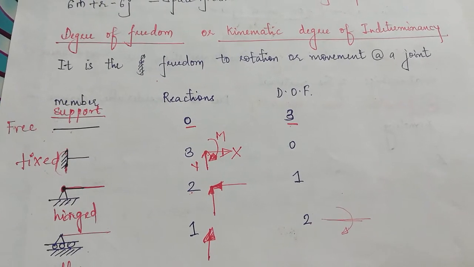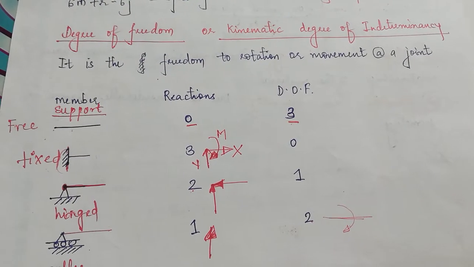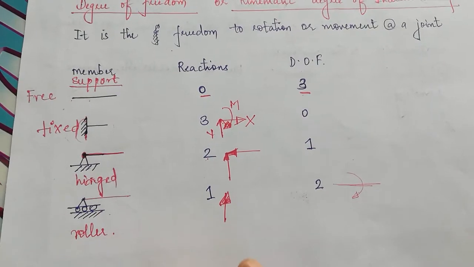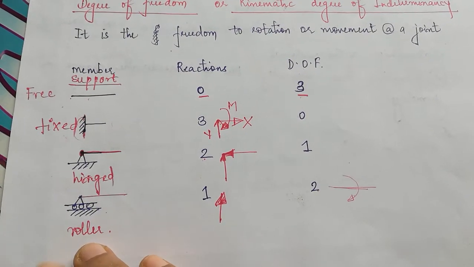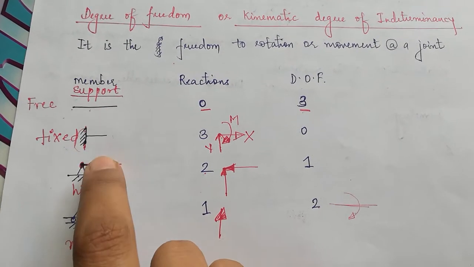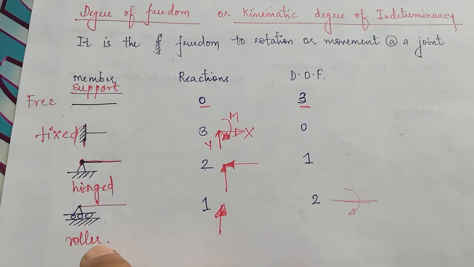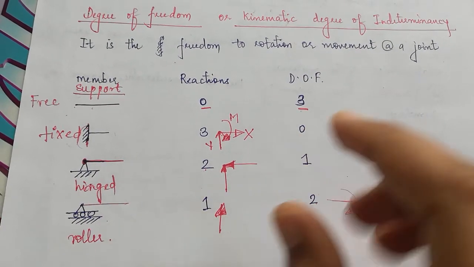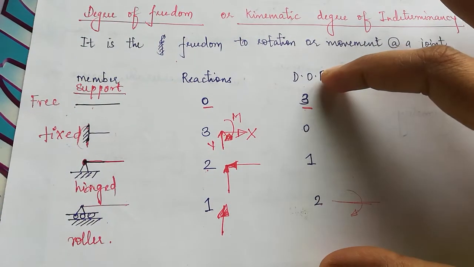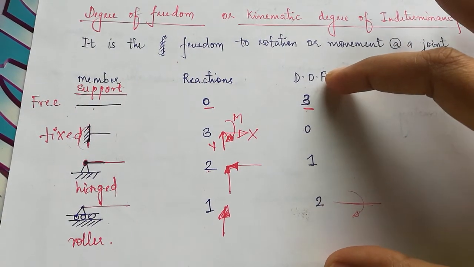It is a freedom to the rotation or movement at a particular joint. Now, I have given some of the member supports, that is a free supported element, a fixed support, a hinge, a roller. So, here I have given how many reactions are developed, and here I have given what is the degree of freedom for it.